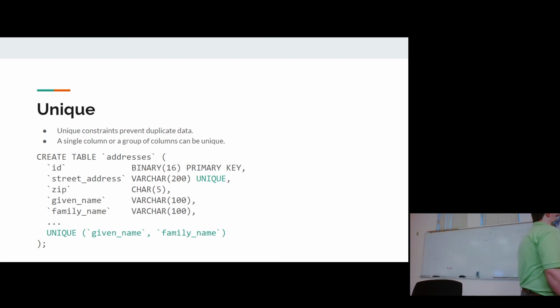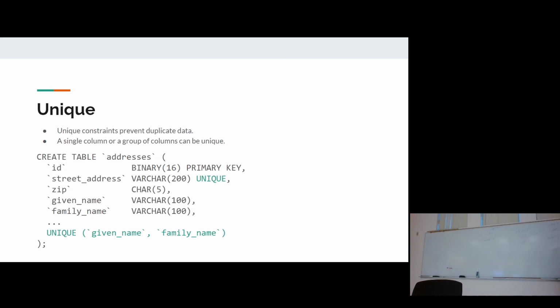Another thing that we can do here, we can mark columns as unique or groups of columns as unique. So here I might say, well, the street address has to be unique. I don't want any addresses in here that have the same street address. And so that would prevent that. Cool? I might do that oftentimes for, if we're thinking about assignments, well, I don't want any assignments with the same name. So I might make name of the assignment unique.